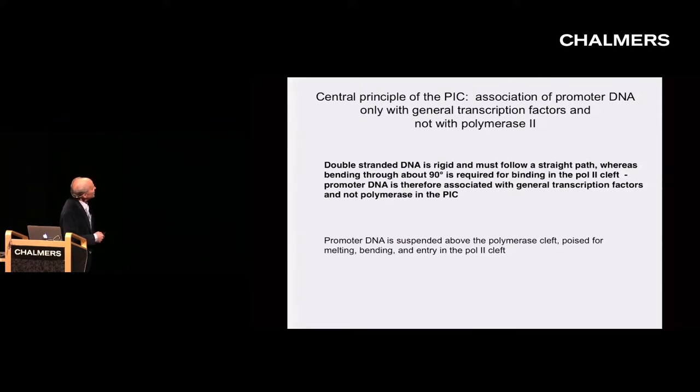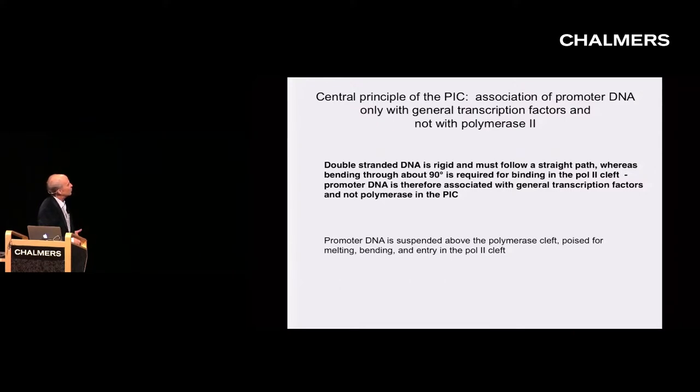We can understand the reason. Duplex DNA is rigid on the scale of a few turns of the double helix, such as occur in this complex, and therefore must follow a straight path in the complex. But on the other hand, as I showed you a moment ago, a bend through 90 degrees is needed for binding to RNA polymerase for entry in the active center cleft. So the solution is the DNA is brought to the polymerase by the general factors, and that is their principal role. The promoter DNA is thereby suspended above the active center cleft.